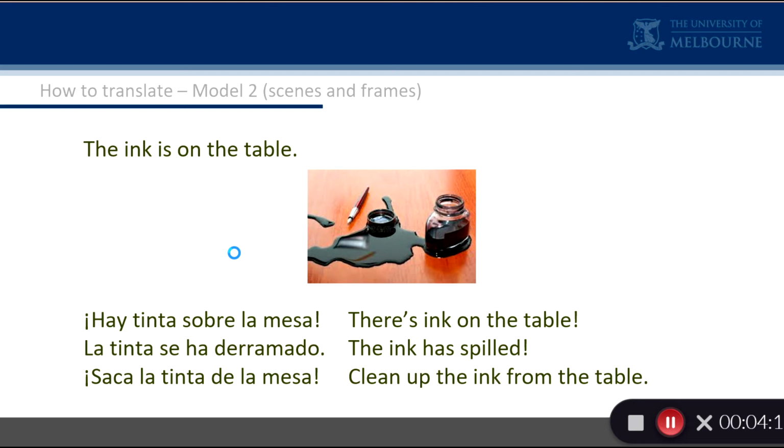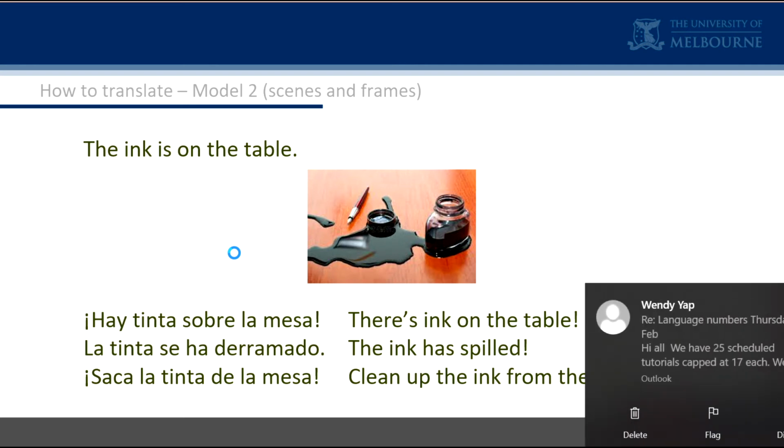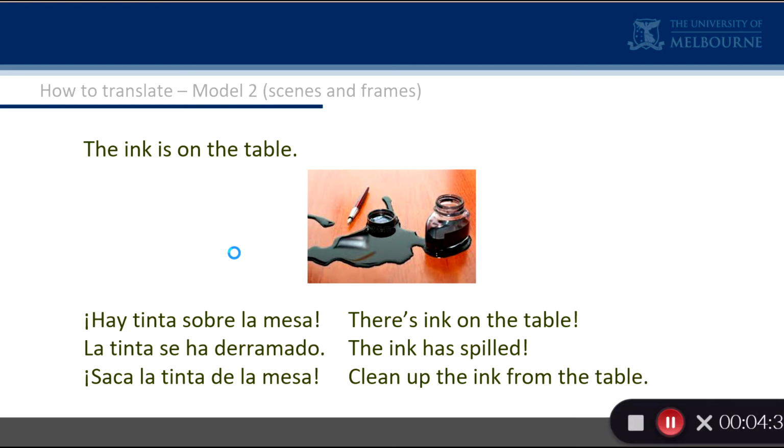It means implicitly, the ink has spilled, or clean up the ink from the table. And all those things could be said in that situation if the purpose is to alert the addressee, the receiver, the second person, about the need to clean up the ink. So we can say, saca la tinta de la mesa, clean up the ink from the table, as a translation of the ink is on the table. Is that a linguistic operation? Not really. It's putting that sentence into a situation where there's a purpose, something that has to be achieved, and we say what is needed in order to achieve the purpose.